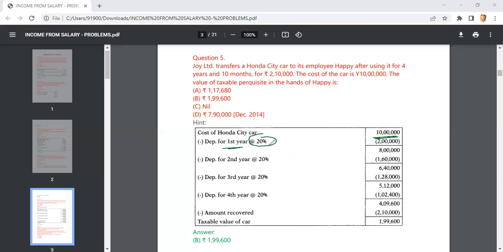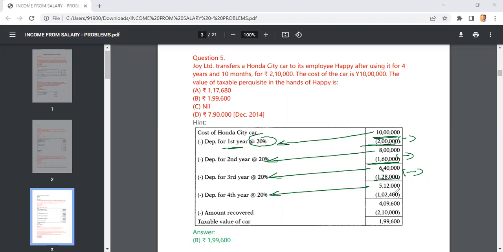So first year depreciation, 20% on 10 lakh, comes to 2 lakh. Subtracting this, you get 8 lakh. 20% on 8 lakh is 1,60,000. Subtracting 1,60,000 from 8 lakh gives 6,40,000. 20% on 6,40,000 is 1,28,000. Subtracting these two gives 5,12,000. 20% on 5,12,000 is about 1,02,000. So finally you get about 4,09,600.